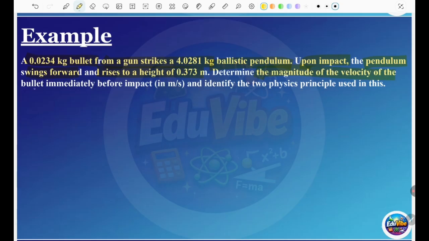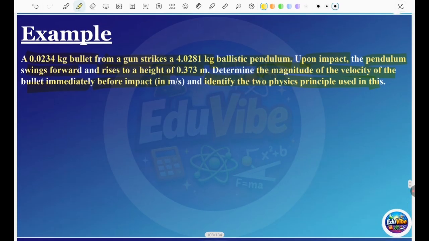Determine the magnitude of the velocity of the bullet immediately before the impact in meters per second, and the two physics principles used in this. The physics principles part I will discuss later on. So first we have to find what is the magnitude of the velocity of the bullet immediately before the impact. So how does it happen?